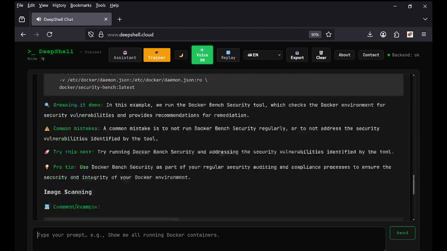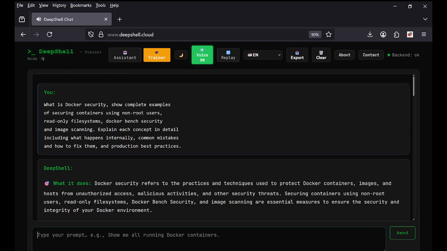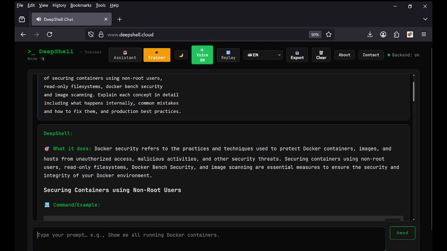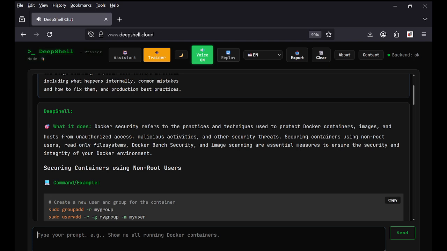What it does. Docker security refers to the practices and techniques used to protect Docker containers, images, and hosts from unauthorized access, malicious activities, and other security threats. Securing containers using non-root users, read-only file systems, Docker Bench Security, and image scanning are essential measures to ensure the security and integrity of your Docker environment.